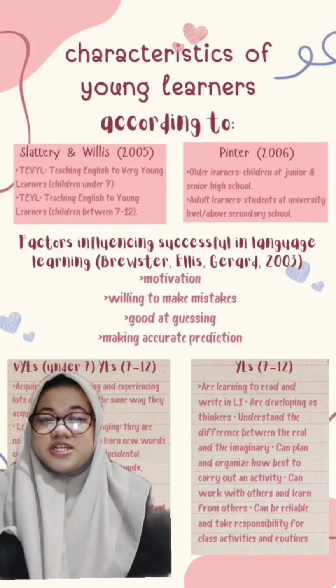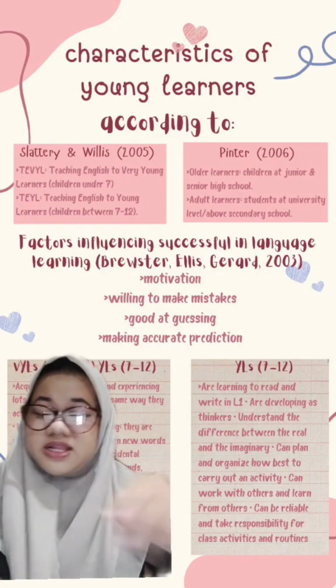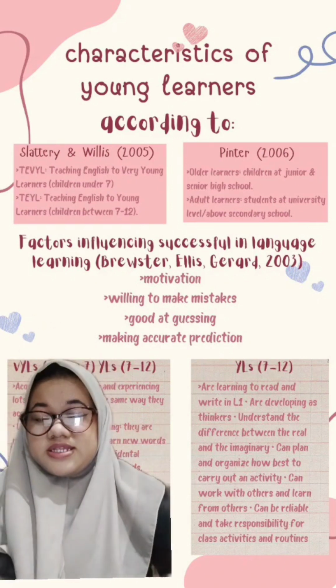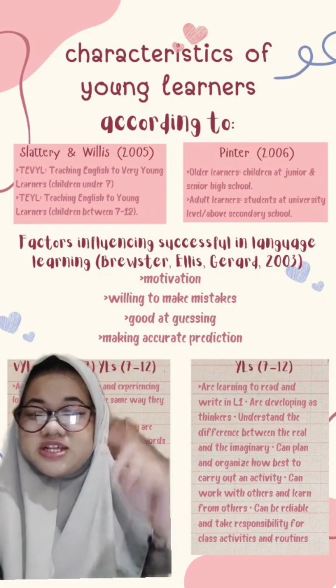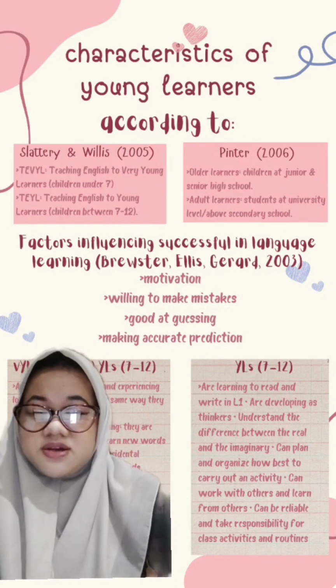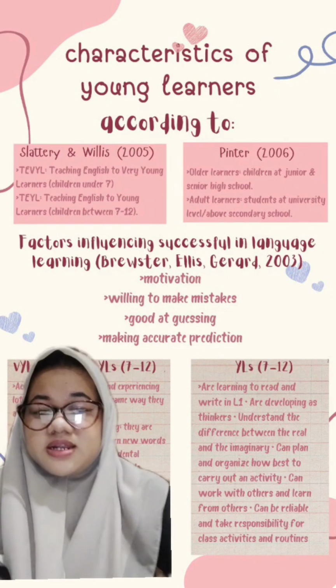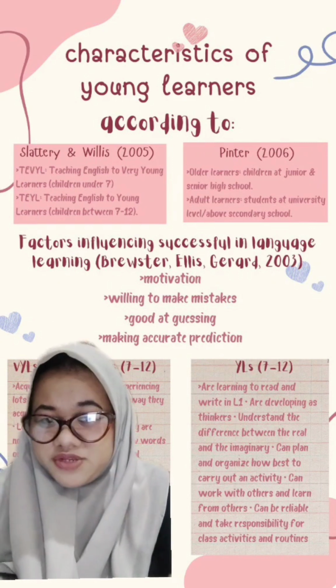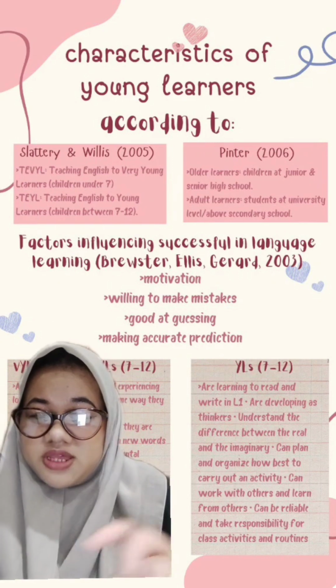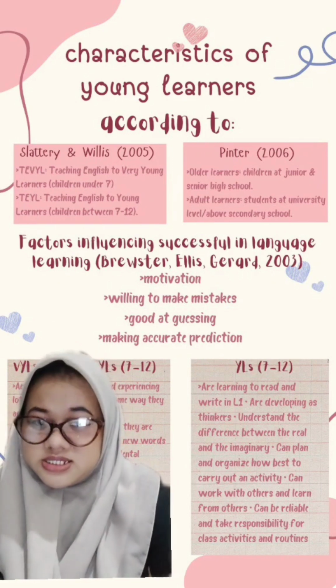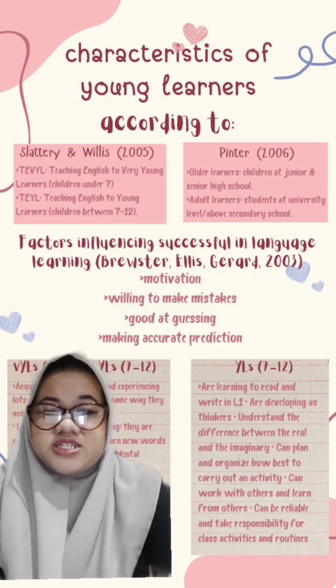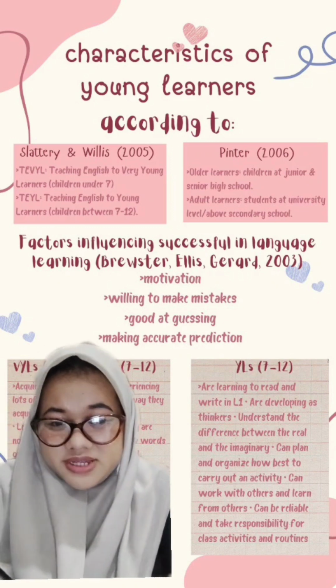Okay, now I will explain to you about YL. YL means young learners, around 7 to 12 years old. Young learners are learning to read and write in their first language. They are developing as thinkers and understand the difference between the real and the imaginary.